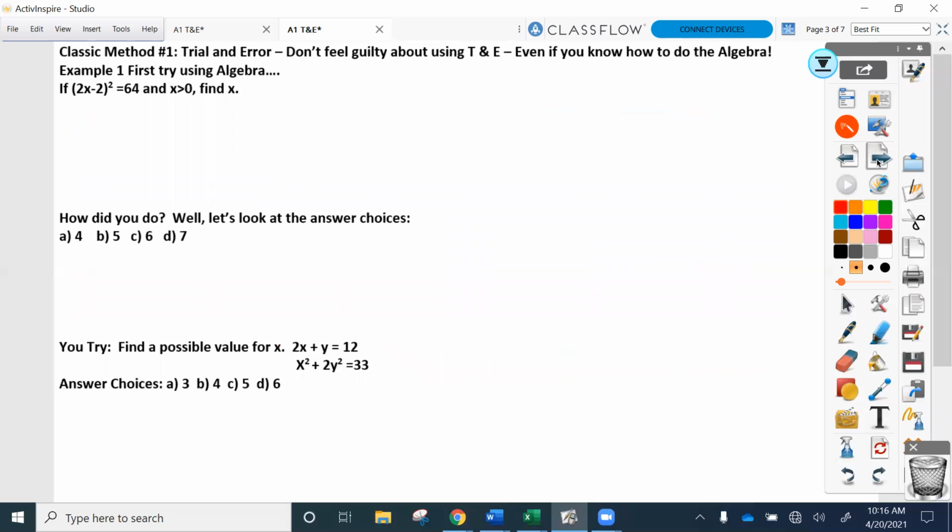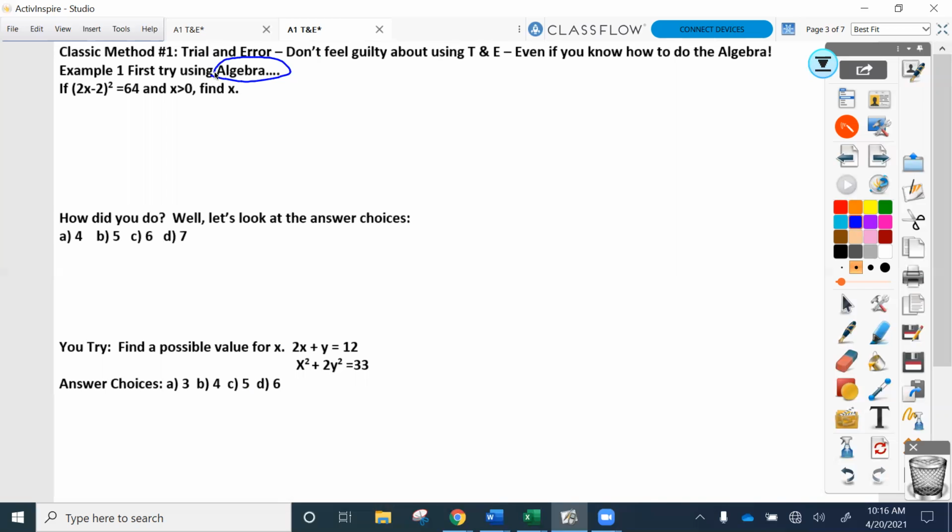Okay, so let's talk about the classic method, trial and error. And I write here, don't feel guilty about using trial and error, right? Because even if you know how to do the algebra, when you use this trial and error method, not only are you doing the problem, but you're also checking your answer at the same time. But let's be stubborn and say we're going to try and do this problem using plain old algebra.